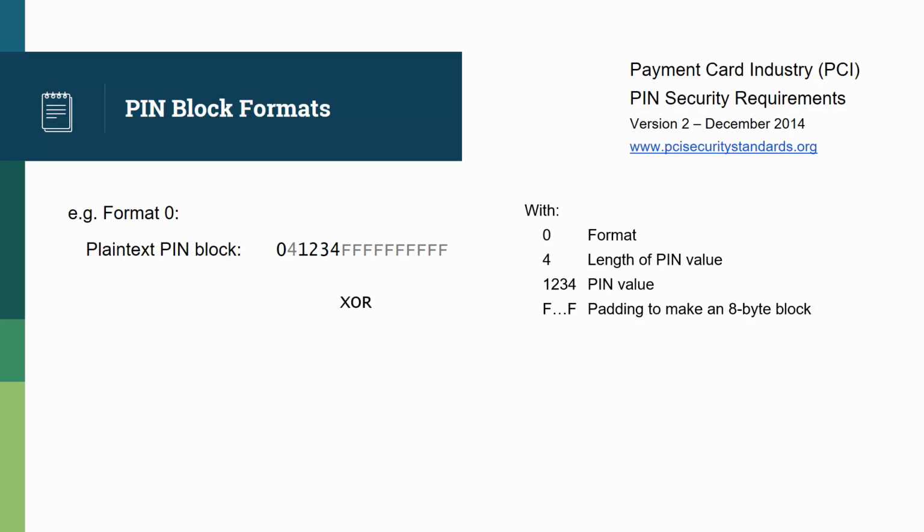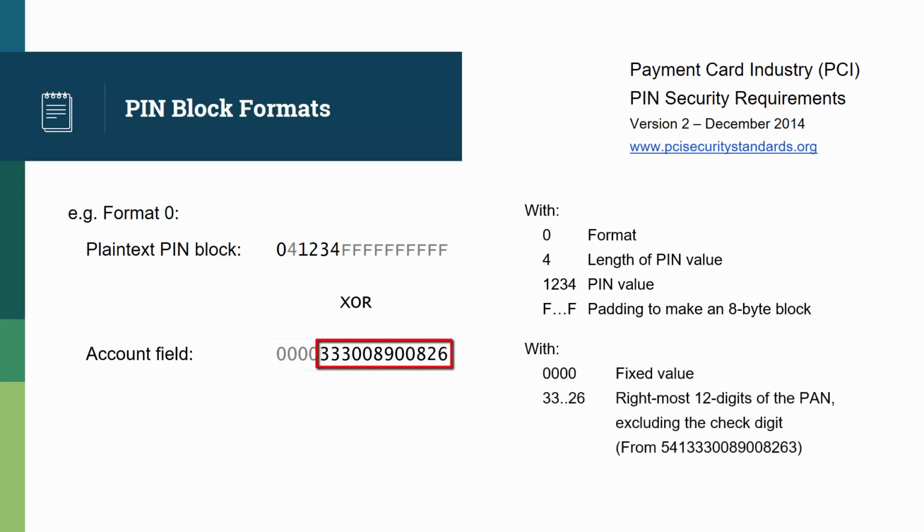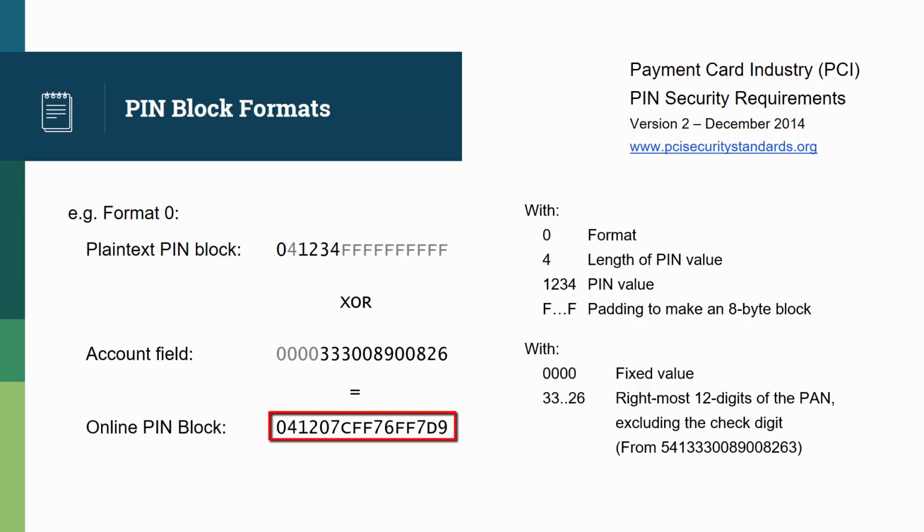This plaintext PIN block is XORed with an account field. The account field always starts with 4 zeros, which are followed by the rightmost 12 digits of the PAN, excluding the check digit. So if we start from this PAN, remove the last digit, which is the check digit, and count 12 digits from the right, it gives us this account field. And the result of the XOR operation is this PIN block, which will be encrypted and re-encrypted by the different systems until it reaches the card issuer.